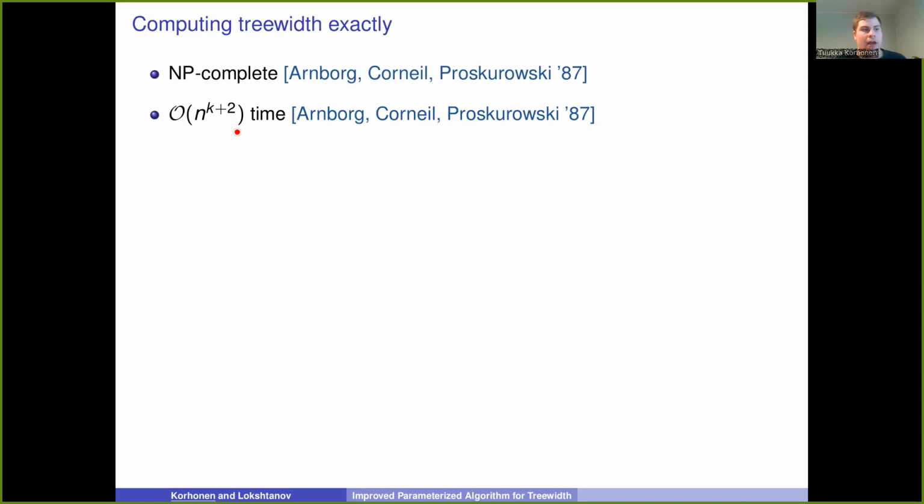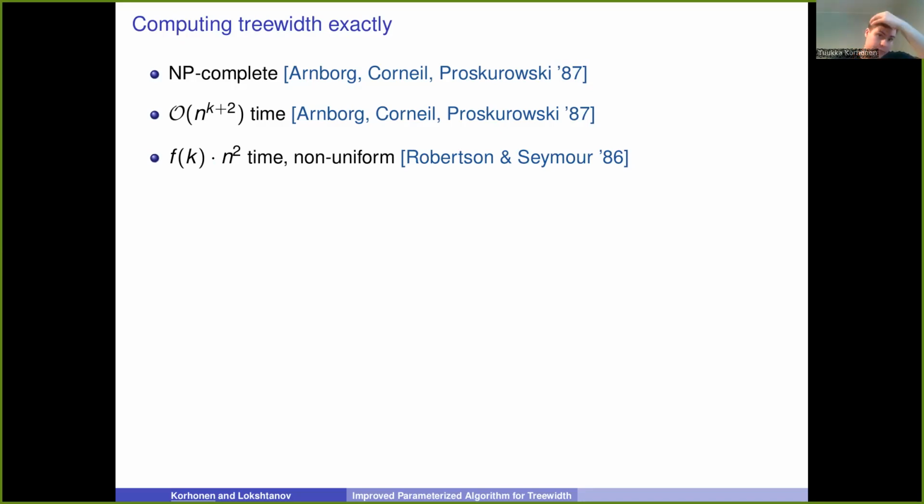So here the degree of the polynomial depends on k, but we want f(k) times poly(n), which is FPT. And this type of algorithm was given by Robertson and Seymour in the graph minors series, so f(k) times n^2, a non-uniform algorithm. So this uses some black box results about graph minors.